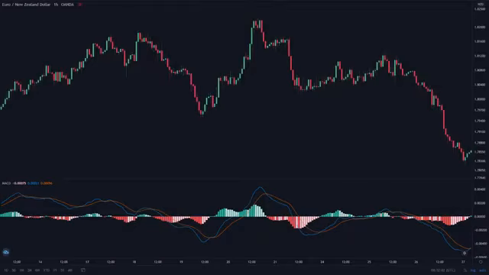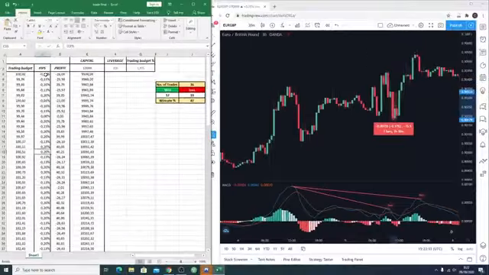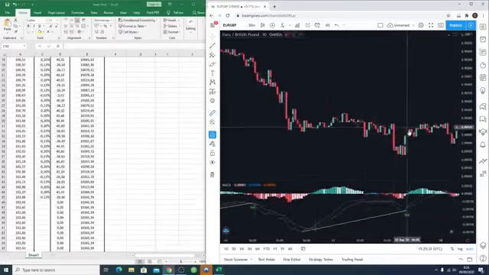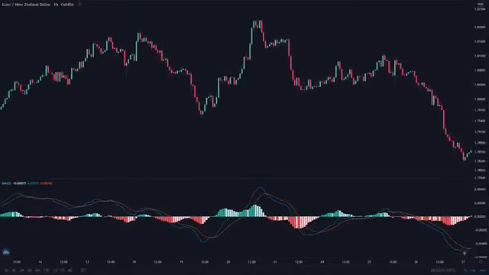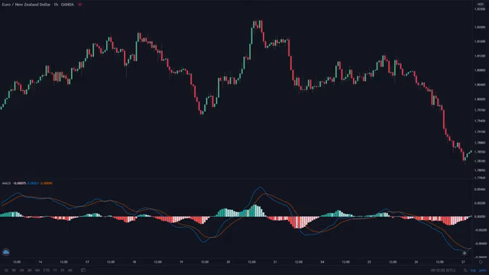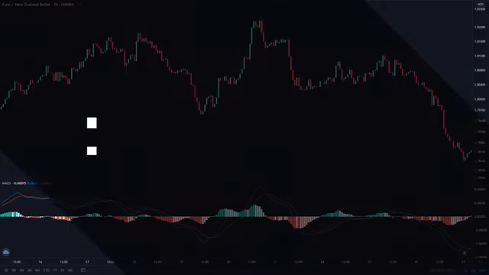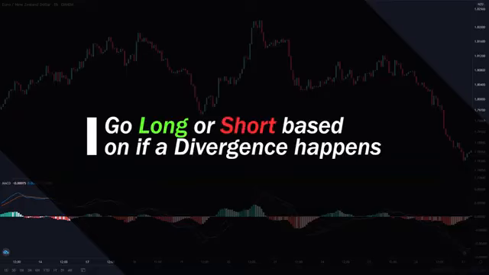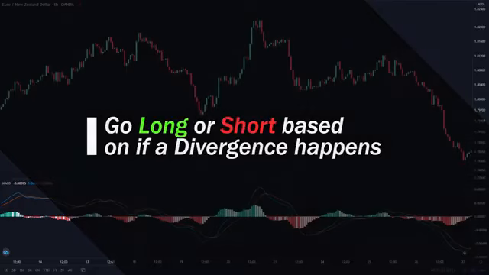Hey traders, so in this video, I tested the MACD divergence 100 times. And don't get it confused, the MACD divergence is very different from the MACD crossover. It still uses the MACD indicator, but instead of going long and short based on the crossovers on the MACD, you go long or short based on if a divergence happens.